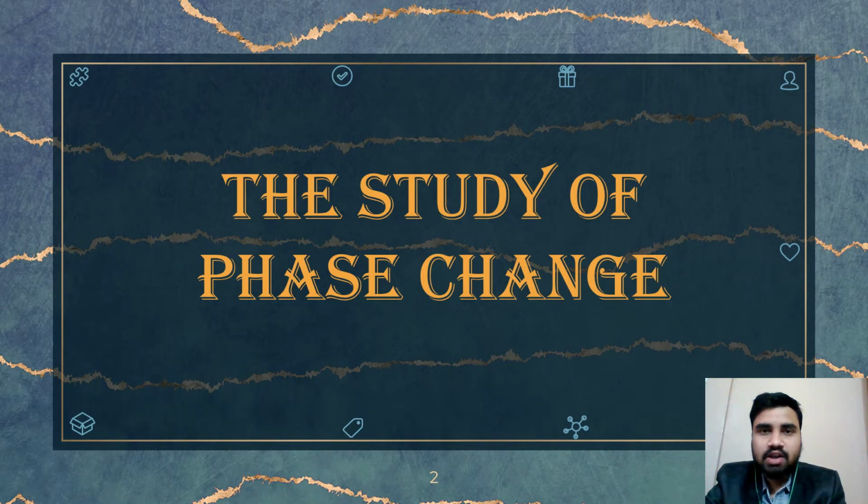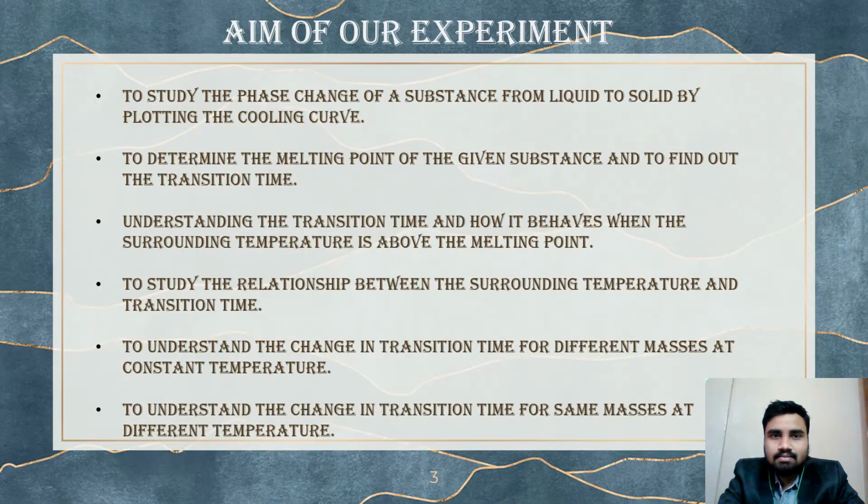We are here to explain you the experiment, the study of phase change. I would like to tell you the aim of our experiment: to study the phase change of a substance from liquid to solid by plotting the cooling curve, to determine the melting point of a given substance, and find out the transition time. Understanding the transition time and how it behaves when the surrounding temperature is above the melting point.